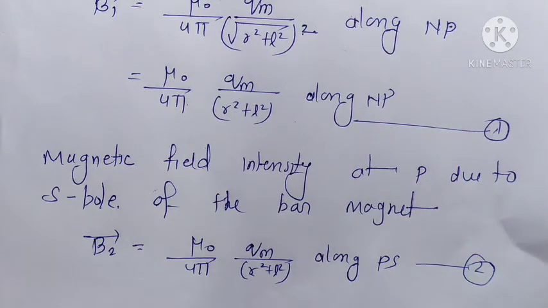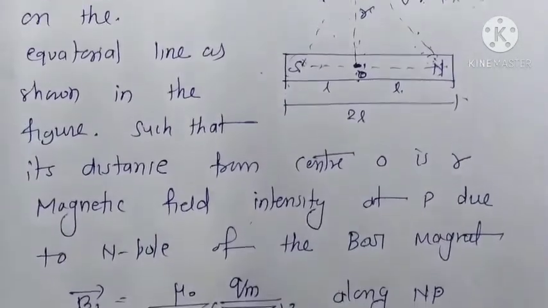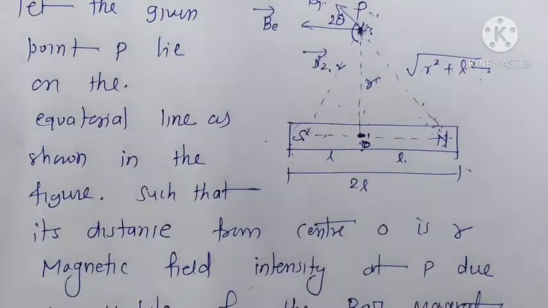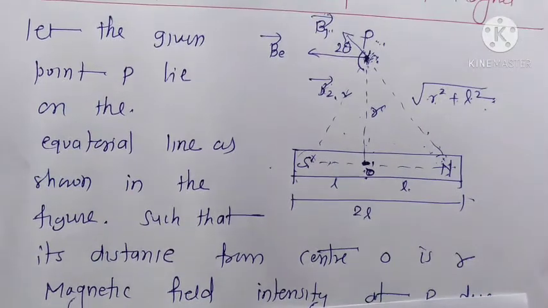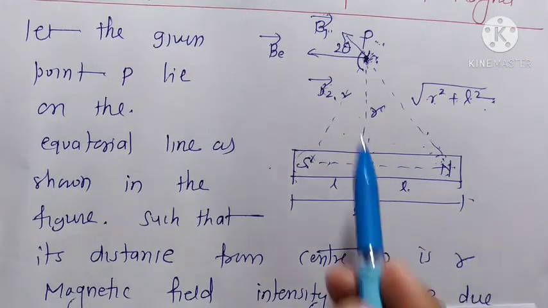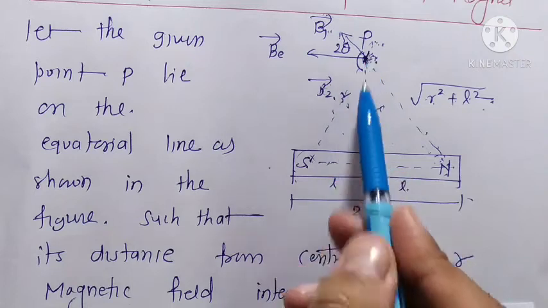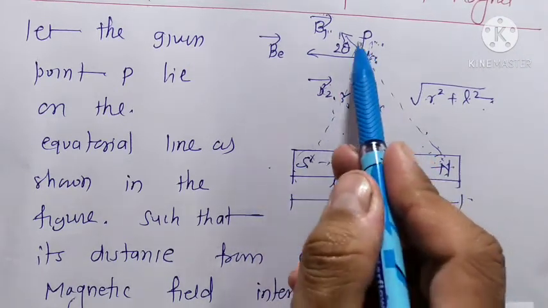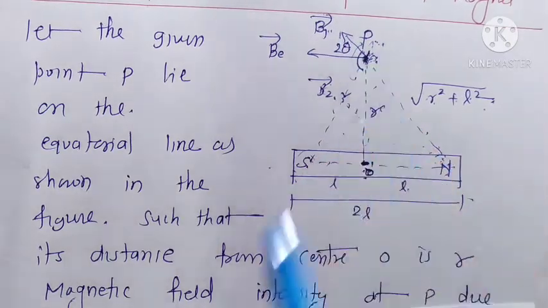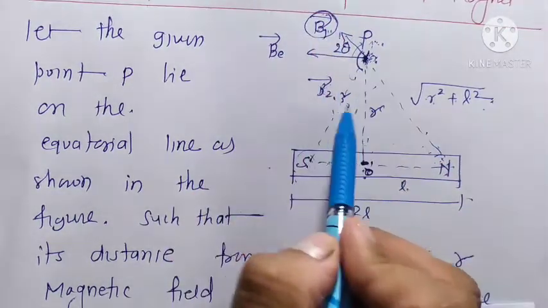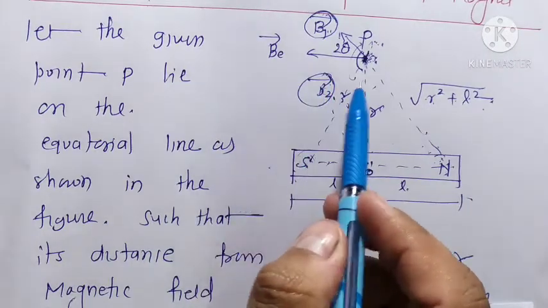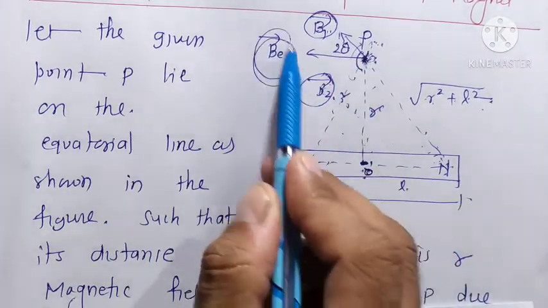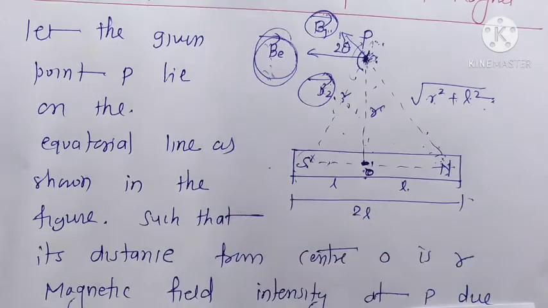So B1 and B2. In this figure you see that B1 and B2 are inclined at an angle 2 theta. Therefore, at this point P two magnetic field intensities work, the first is B1 and the second is B2. So the resultant magnetic field intensity is BE. How do we find BE? We see that here.